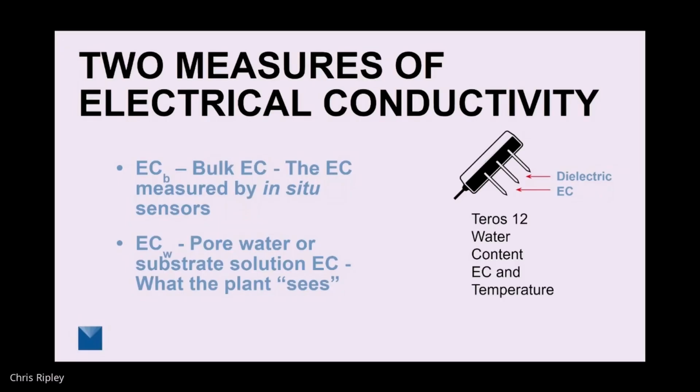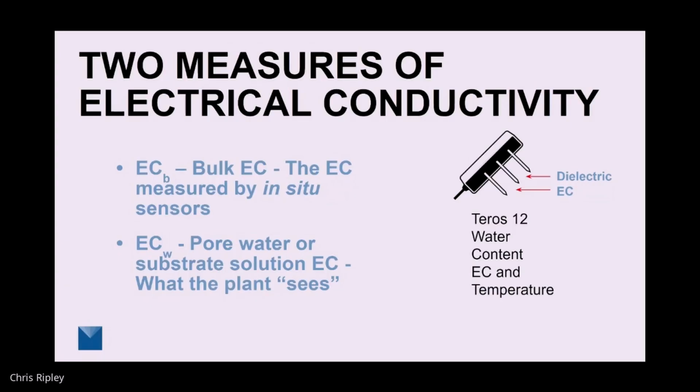The Teros 12, and the reason why it's so useful in hydroponic growth media indoors, is that it does a better job than any other sensor that we've ever tested at measuring pore water EC, while also getting accurate moisture content readings.